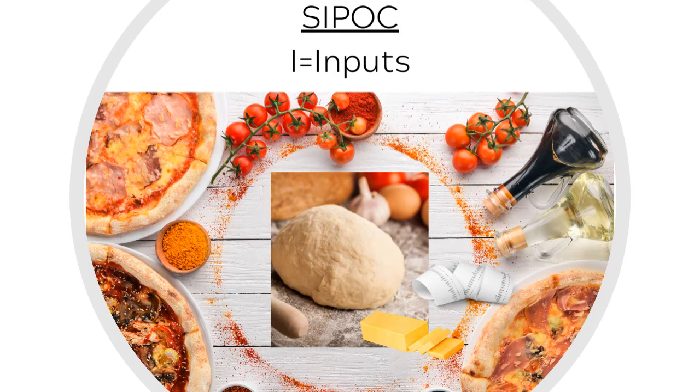Now we move on to inputs. The inputs for our pizza example are the inputs to each of our process steps. So for our pizza example, that would include the dough, cheese, of course the order from the customer, sauce, and toppings.